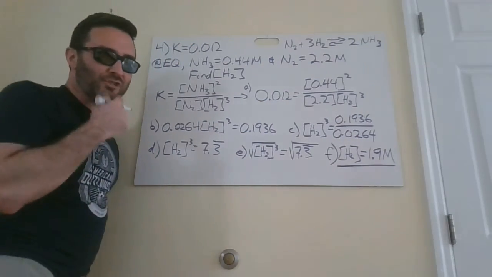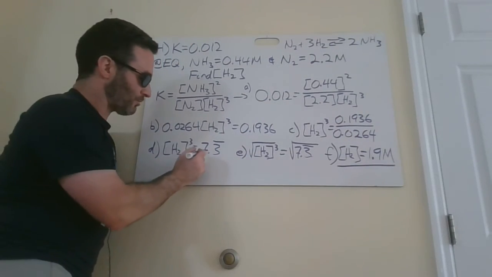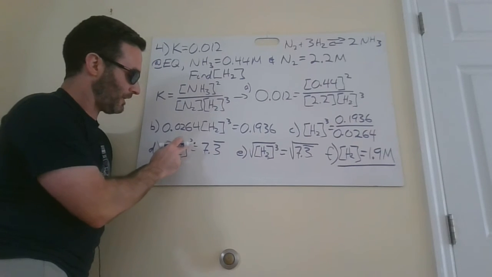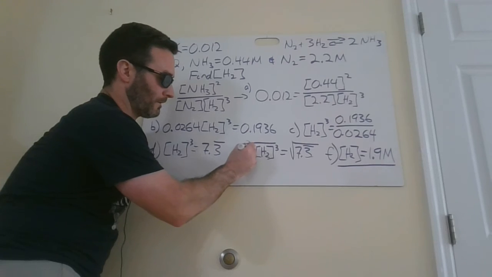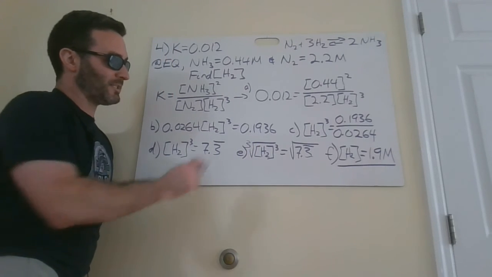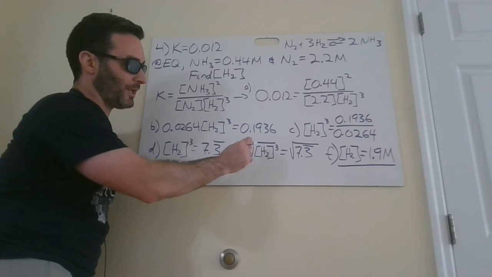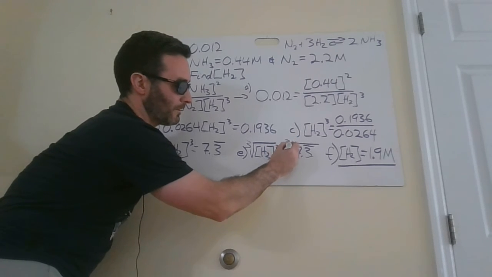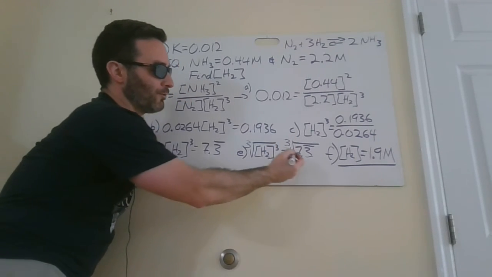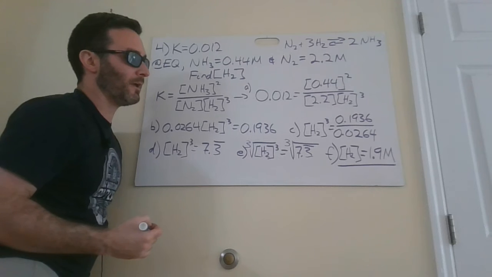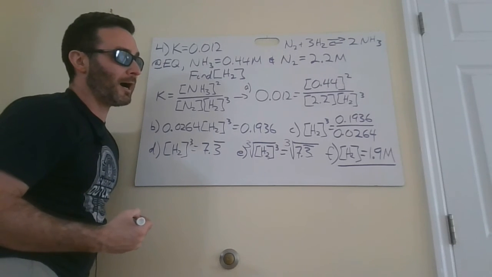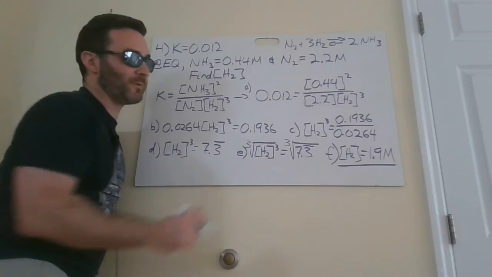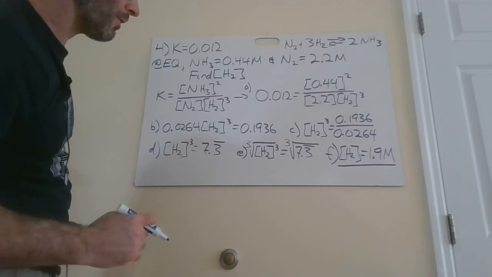Well, let's get that number. And that was really interesting. I didn't design the problem to be this way. It gives me hydrogen gas cubed equals 7.3 repeating. So if I take the cube root of hydrogen gas cubed and the cube root of 7.3 repeating, that will give me the correct answer. And that turns out to be about 1.9 molar.